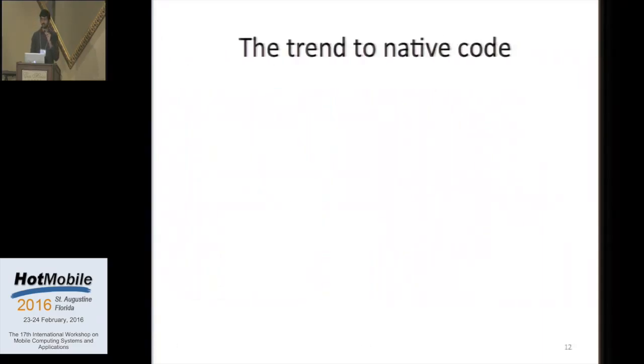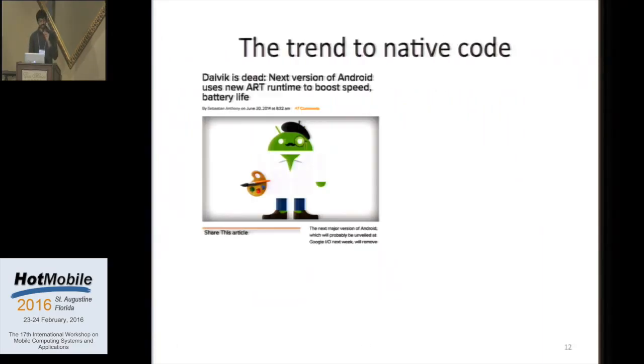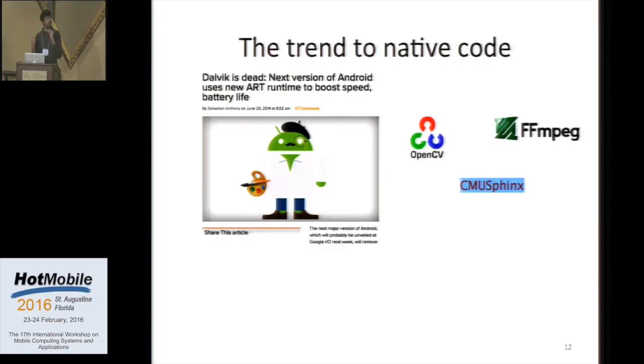On modern mobile platforms, however, we see a trend towards native code. For example, starting from Android 5 and above, the Dalvik VM is no longer used to execute apps. Instead, when an app is installed on your phone, it is compiled to native code so that it runs on the CPU directly. And this is done for performance reasons. The performance reason is also motivating developers to include native libraries in their app. So they might write most of their app in Java, but if they're doing specialized tasks like computer vision or speech recognition, then they might rely on native libraries provided by the OpenCV and the CMU Sphinx project.